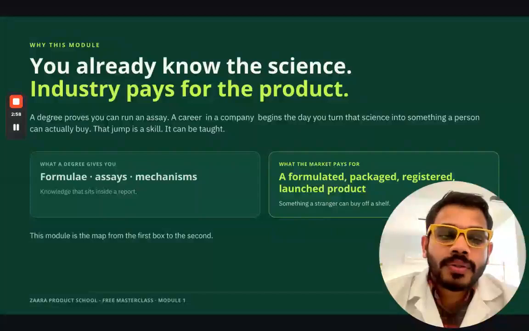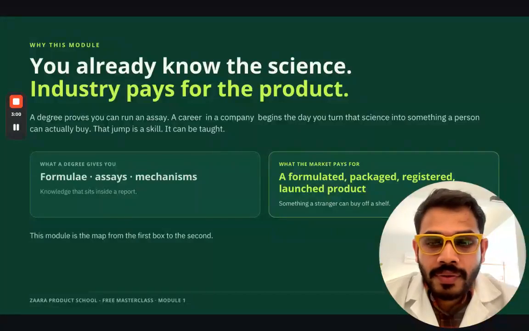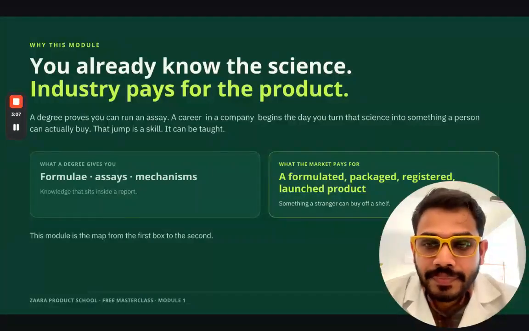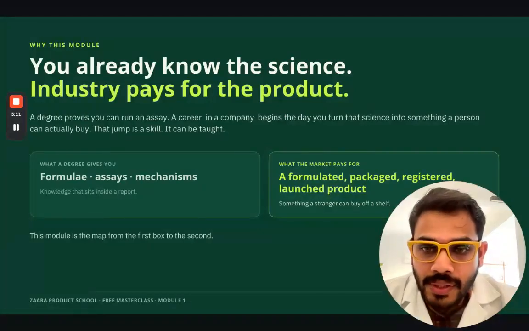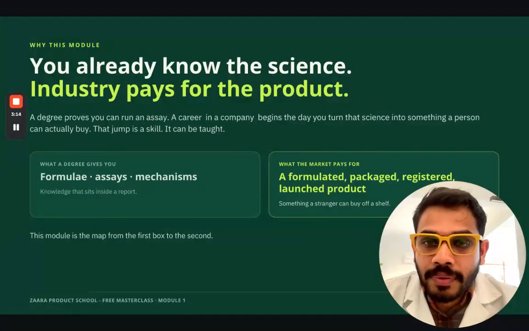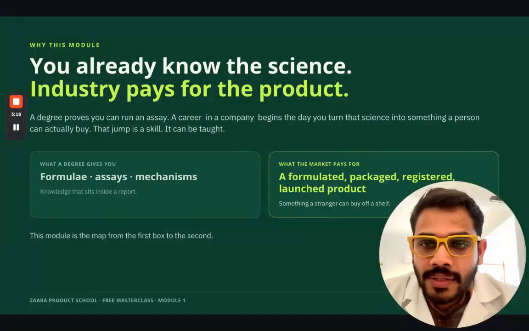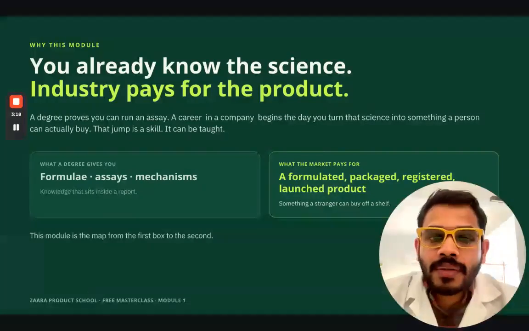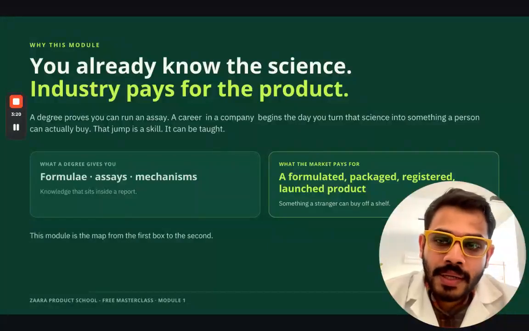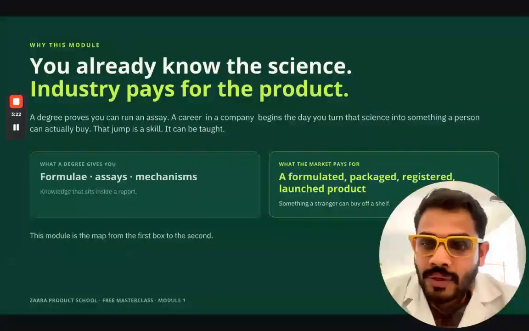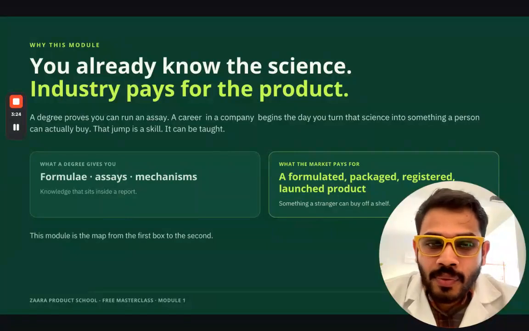If you ask me how product development looks, it is always about 80 percent consumer behavioral study. That means your product must be relevant to the market and the current situation, based on the trend, the consumer preferences, and the market study. All these aspects are very important when we do product development. In colleges we talk about formulas, assays and mechanisms, but here what we do is formulate, package, register, and launch a project.